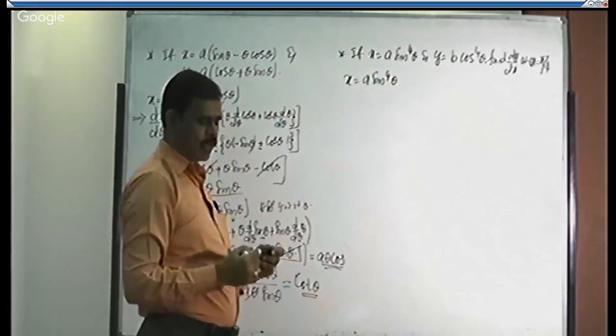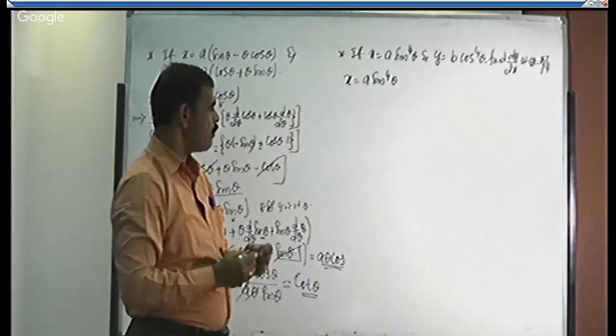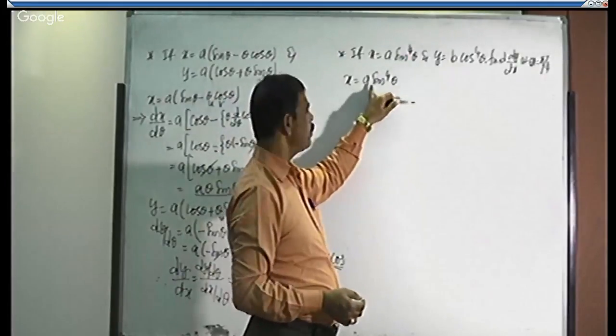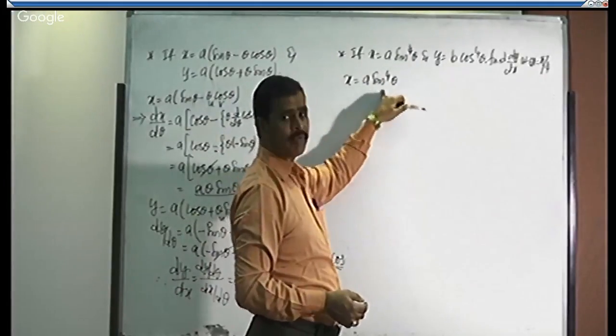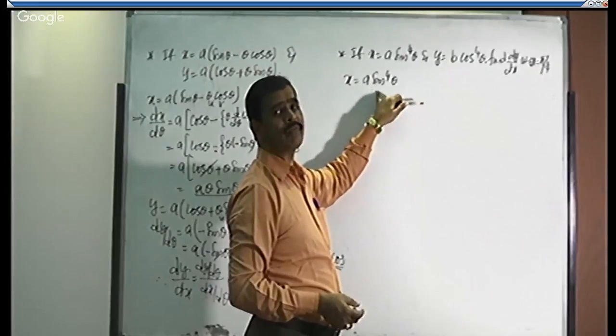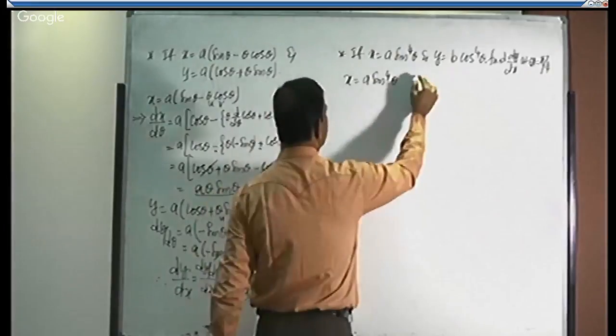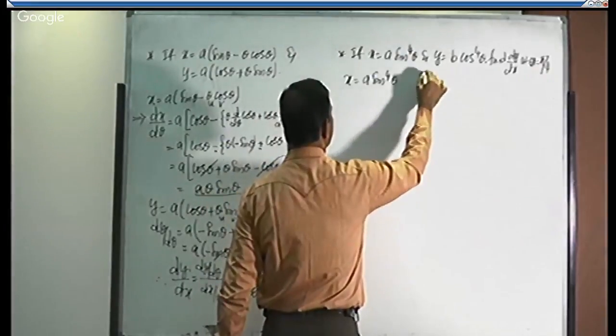How to differentiate this? We have constant into function. Keep the constant as it is. Differentiate sin to the power of 4 theta. Differentiation of function to the power of n, correct? Chain rule. It is of this form: function to the power of n.